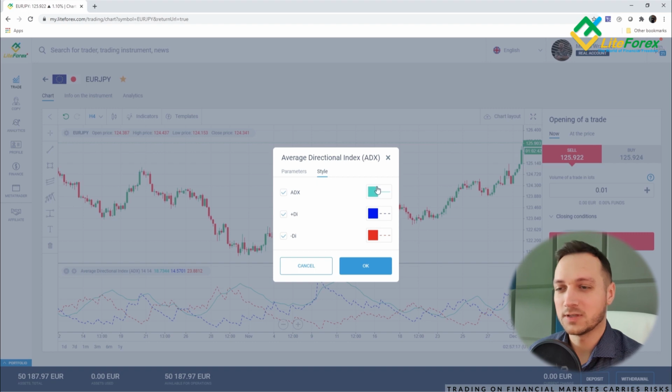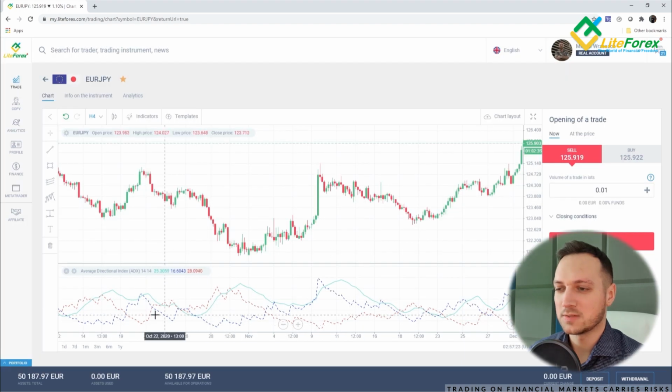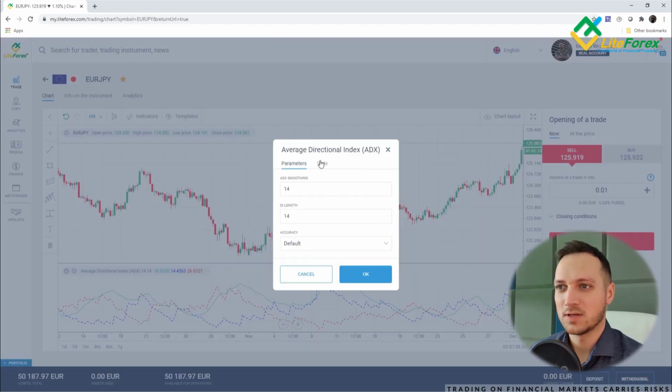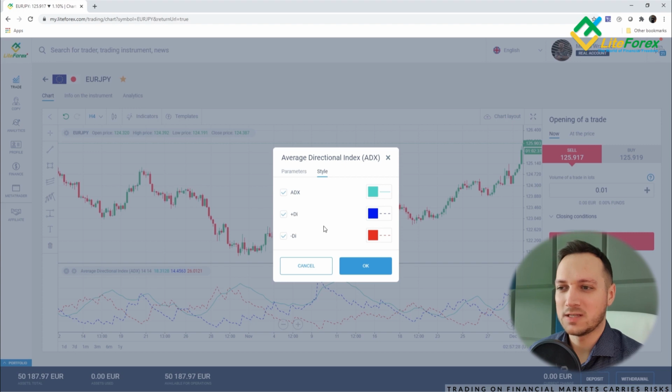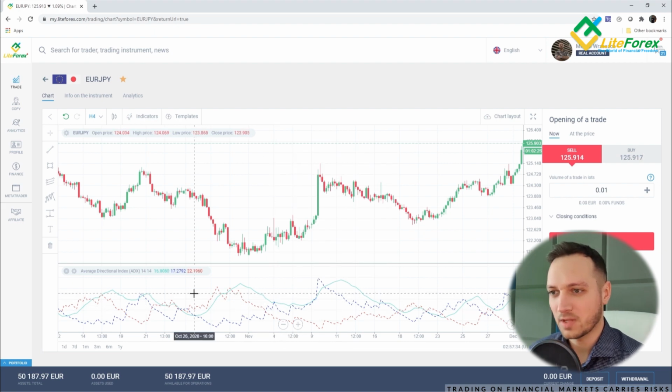Right here we have the colors. You can change them if you want. The dashed lines: blue is the plus DI, red is the minus DI, and ADX is this ocean blue color line.